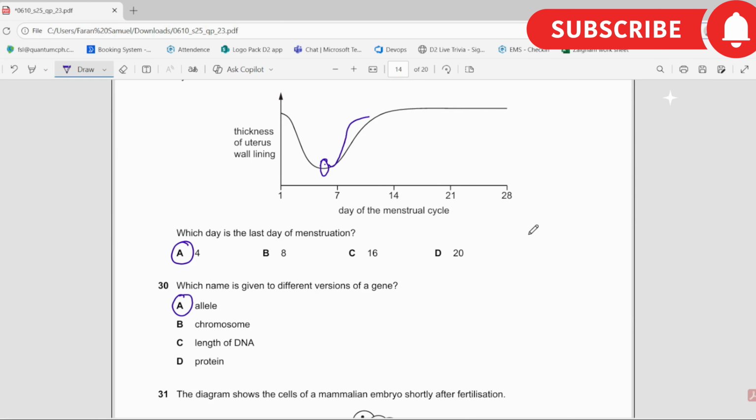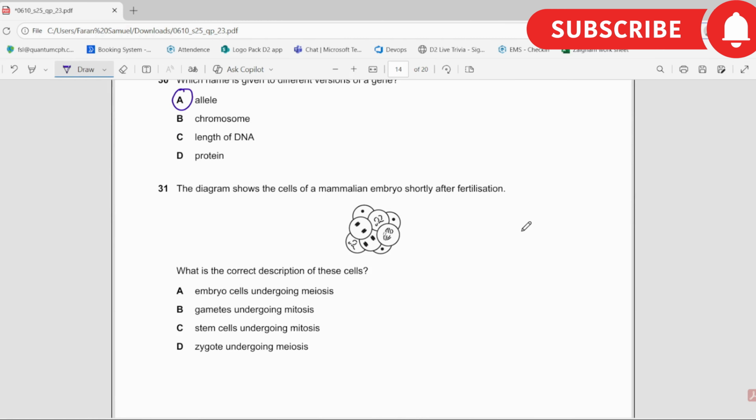Okay, which name is given to different versions of a gene? Allele. The diagram shows the cell of a mammalian embryo shortly after fertilization. What is the correct description of these cells? What happens in the embryo, basically?